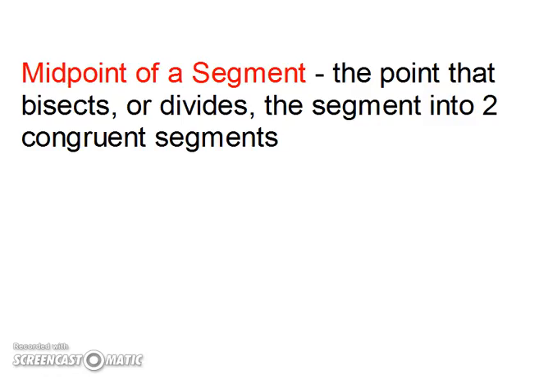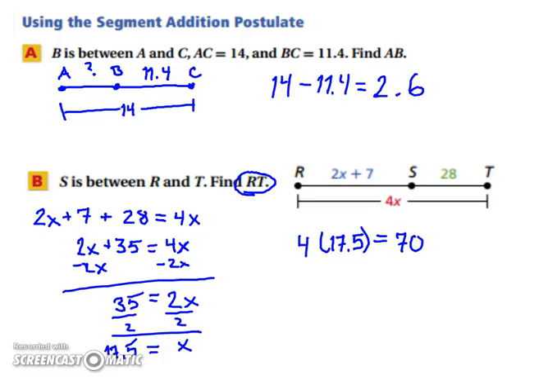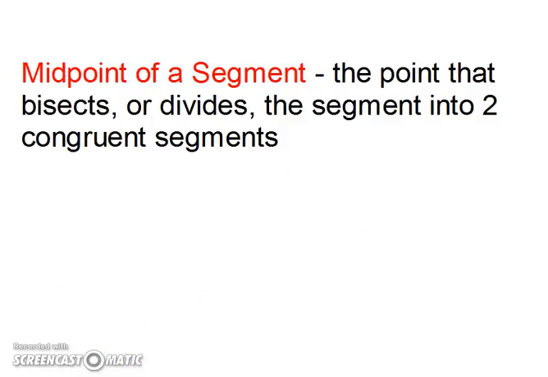The midpoint of a segment is the point that bisects or divides the segment into two congruent segments. So it takes what we were just doing here and makes it a little bit more specific. So if you had a segment, the midpoint, say this is your midpoint, it's going to divide this segment into two congruent segments. So the little segment on the left and the right will be the same.